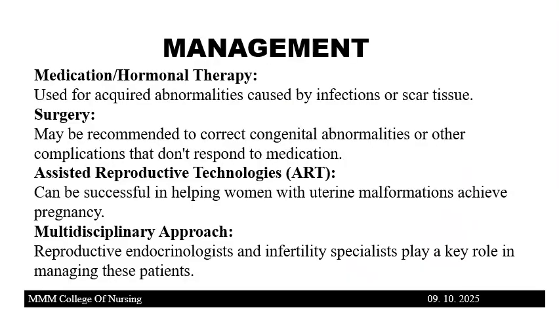What is the management here? Medication and hormonal therapy is first used for acquired abnormalities caused by infections or scar tissue, and surgery may be recommended to correct congenital abnormalities or other complications that don't respond to medication. Then we have ART, assisted reproductive technologies, which can be successful in helping women with uterine malformations achieve pregnancy. A multidisciplinary approach, where reproductive endocrinologists and infertility specialists play a key role, is used in managing these patients. So these are the treatment options available for uterine displacement.